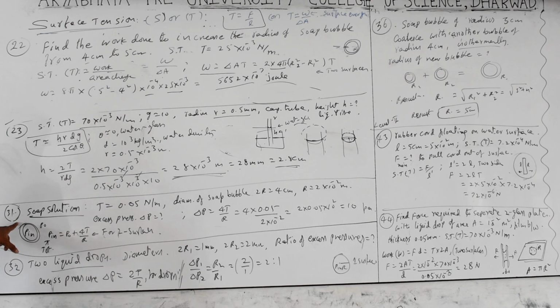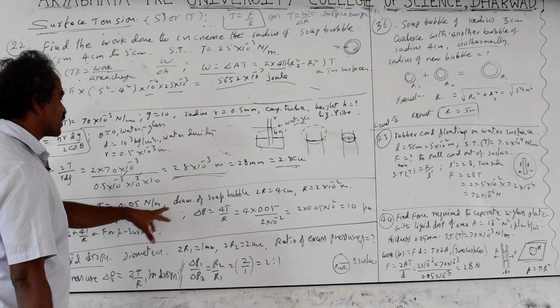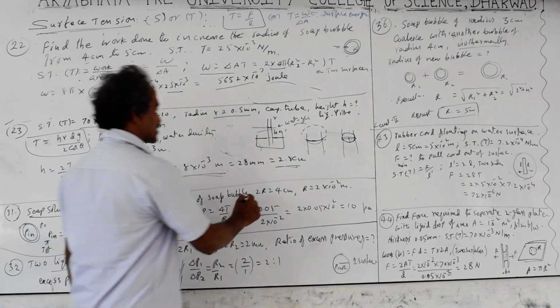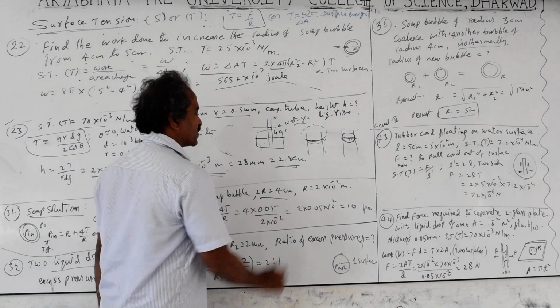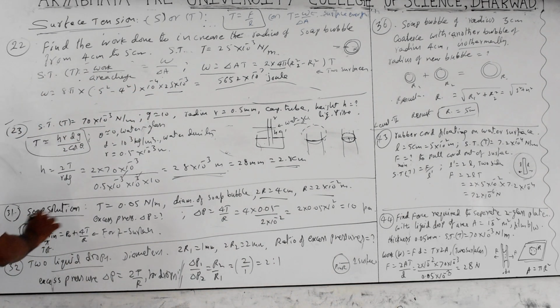Next is question 31. It is related to excess pressure. Just now we discussed what excess pressure is. The pressure in liquid drops and soap bubbles over the outside atmospheric pressure is called excess pressure, and it is only because of surface tension. Surface tension is 0.05 Newton per meter. The diameter of the bubble is 4 centimeters, and diameter is 2 times radius, so we require the radius: 2 centimeters, that is 2 × 10 to the power minus 2 meters. What is the excess pressure in the soap bubble?